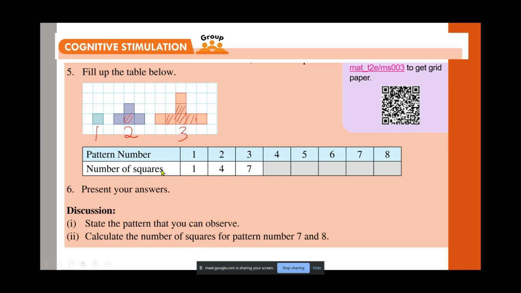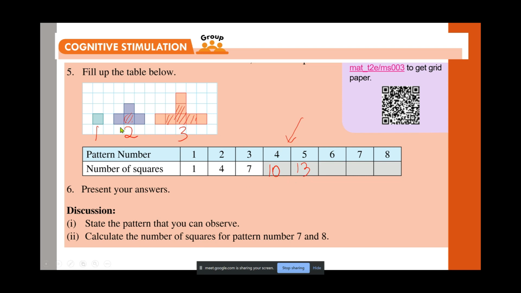Okay, the number of squares that we can see from pattern number 1 is 1. And then from pattern number 2, we have 4. Pattern number 3, we have 7. You can see 1, 2, 3, 4, 5, 6, 7. Okay, what about pattern number 4? What do you think? How many squares will we get? Yeah, very good. What about the fifth one? Yes, very good. Okay, I'm sure some of your friends don't know how to get this. Can you tell us how to get 10 and 13 here?